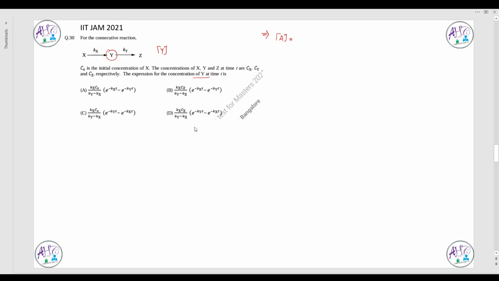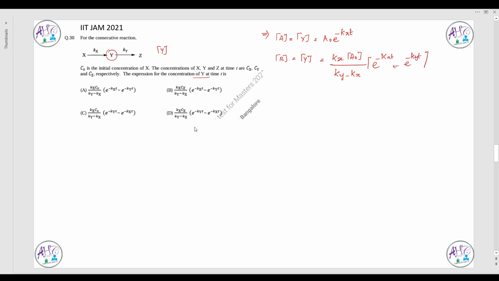So I'll straightly give the values. Your concentration of X will be equal to your concentration of A naught e power minus kxt. This is going to be your concentration of A. The concentration of B or concentration of Y will typically be equal to, in the formula, kx concentration of A naught by ky minus kx, into e power minus kxt minus e power minus kyt.